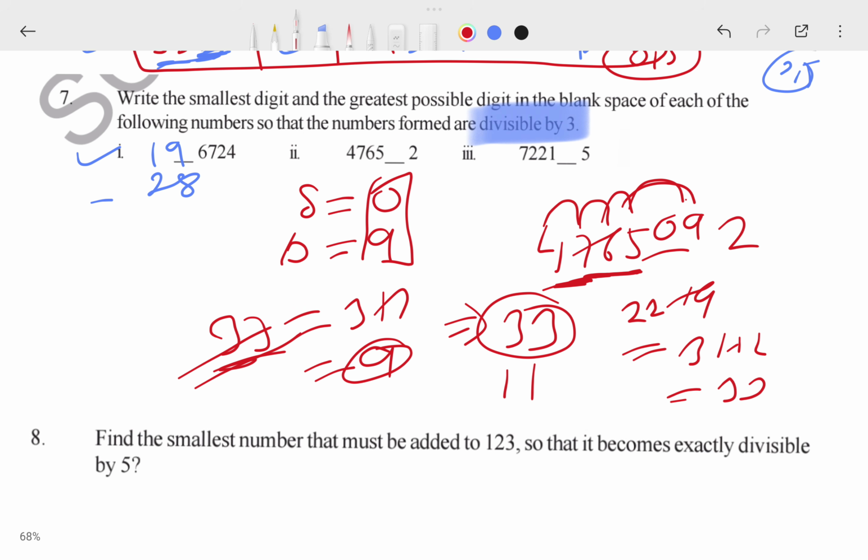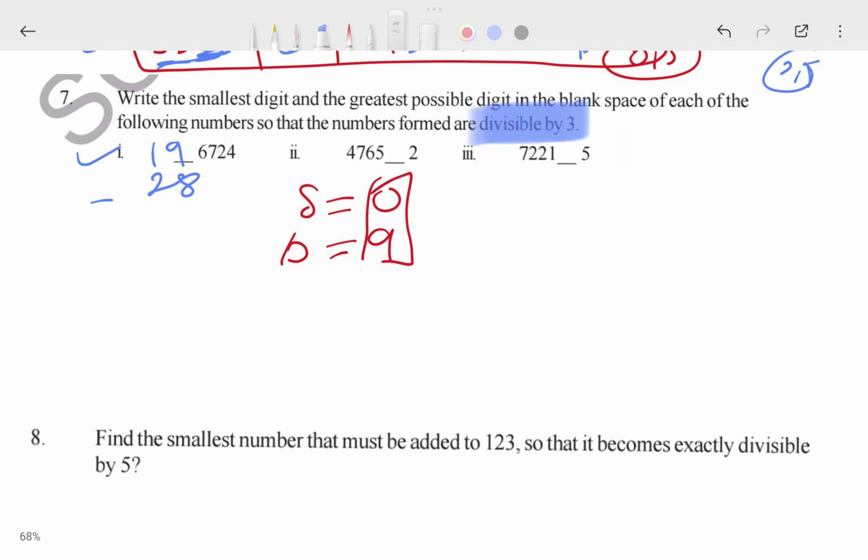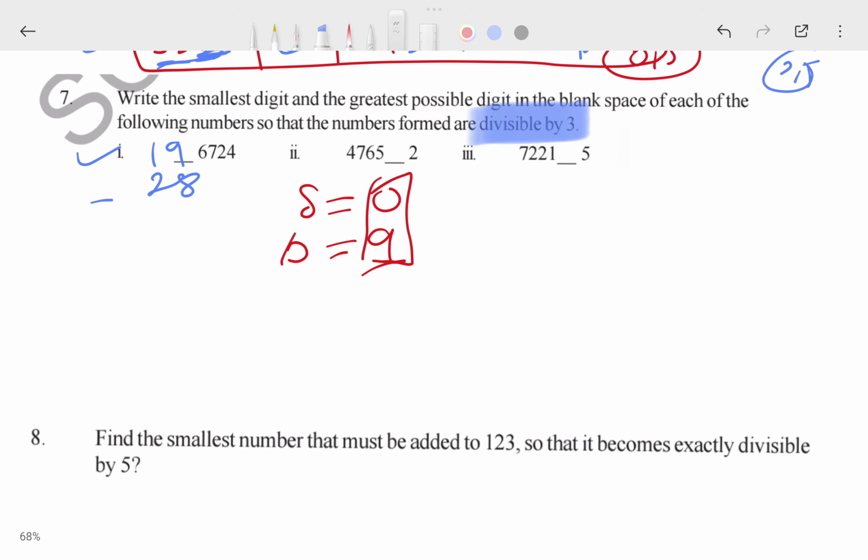Okay, why can you write 0 or 9? Because we need a smallest number or a biggest number. The smallest number is 0, the biggest number is 9. Why am I not taking 1 or 8 here? Because if you take them and add, it is not going to be divisible by 3. So the smallest number you can take is 0, the biggest number is 9. Otherwise 3 or 6 you can take here. Okay, right, so I hope you understand.